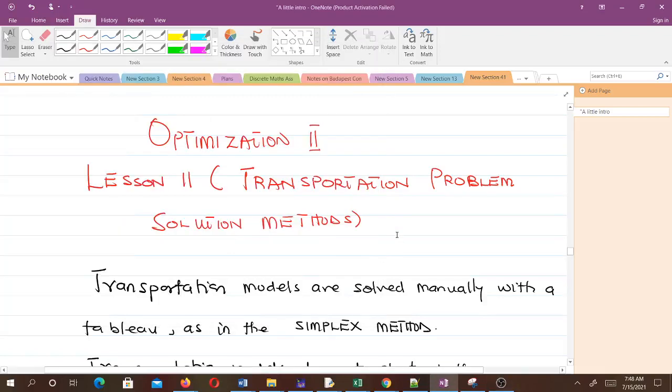Hello and welcome to lesson 11 in our study of optimization 2. In this lesson, we will talk about transportation problem solution methods. When you have a transportation problem, what are the methods we can use to solve it?